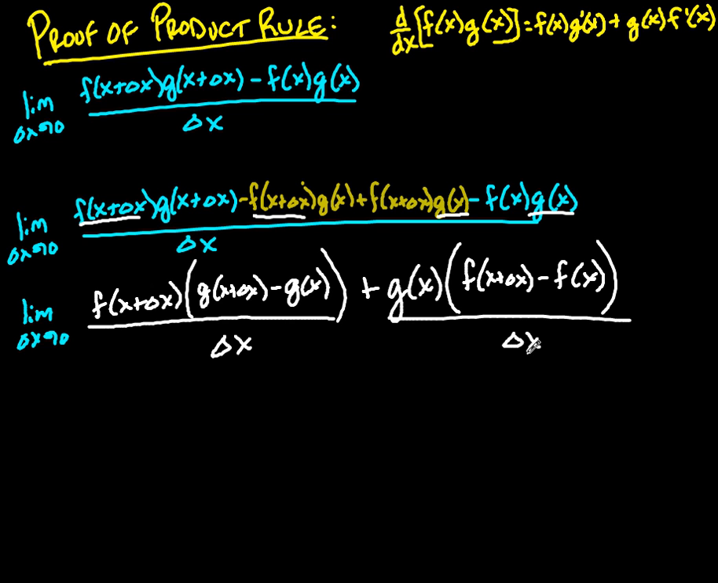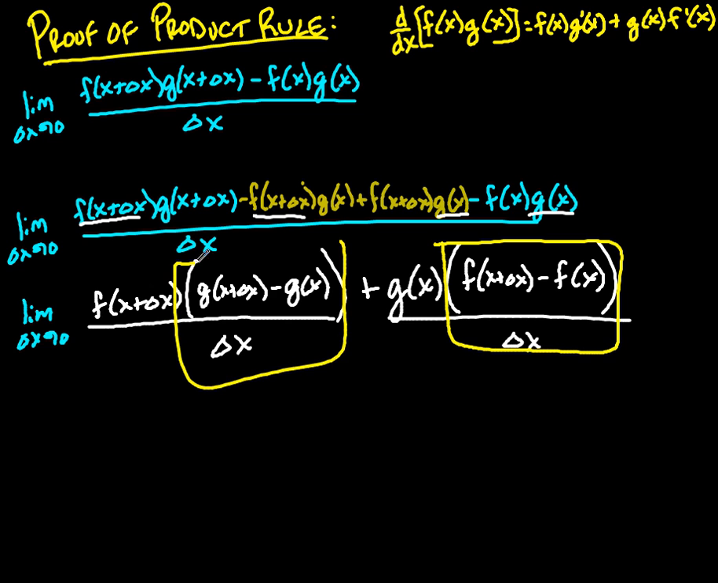Now, because it's all over delta x, what I'm going to look at is this portion right here, and this portion right here. That should look very familiar. Well, that right there is literally the definition of a derivative. So this is the definition of a derivative for g. Well, how do we write that? We write that as g prime of x. Same thing here. This guy becomes f prime of x.